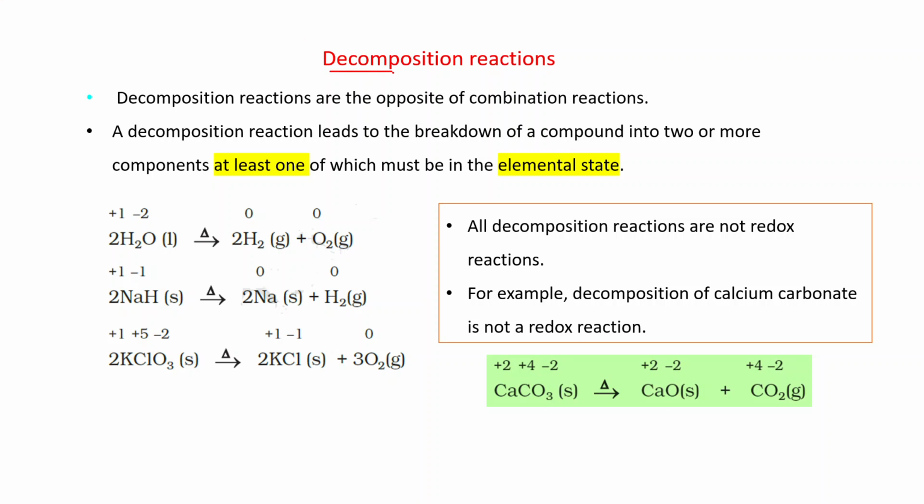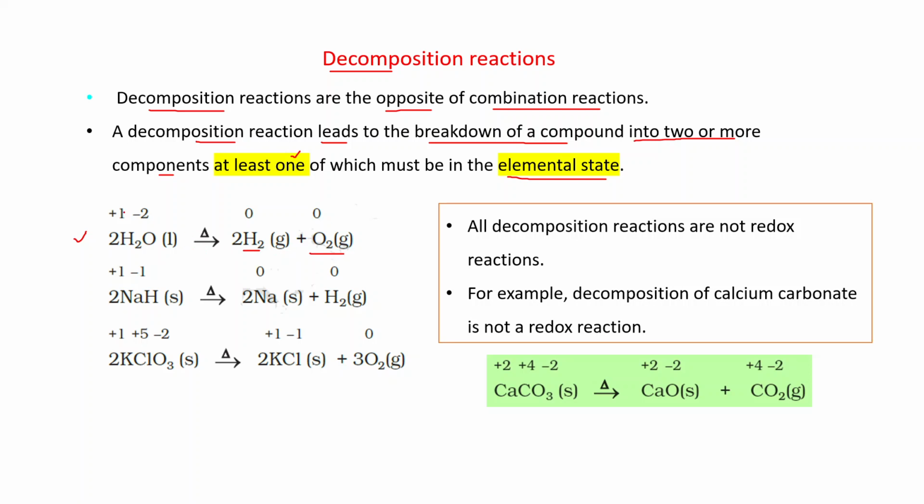Now decomposition reactions. Decomposition reactions are the opposite of combination reactions. A decomposition reaction leads to the breakdown of a compound into two or more components, at least one of which must be in the elemental state. For example, water is decomposed to give H2 and O2.